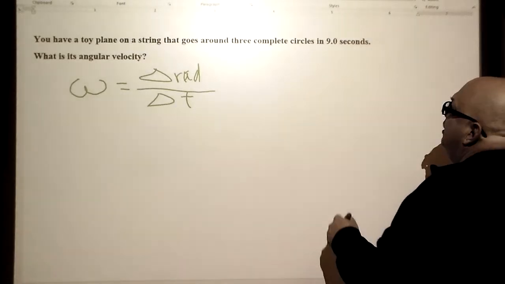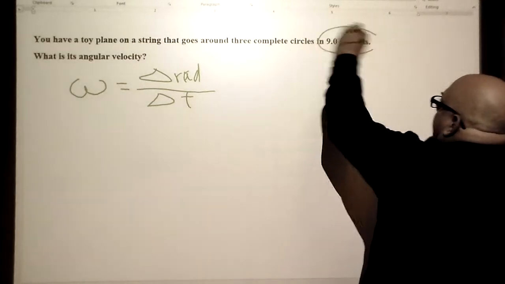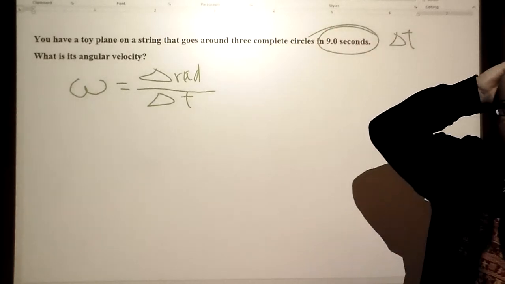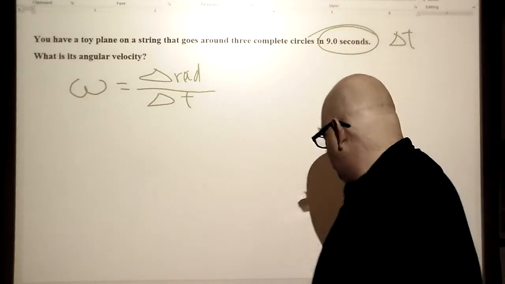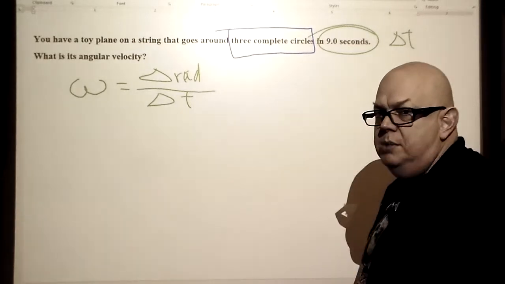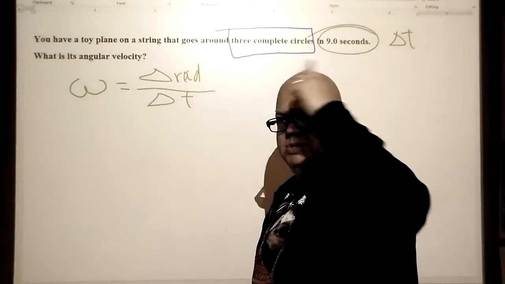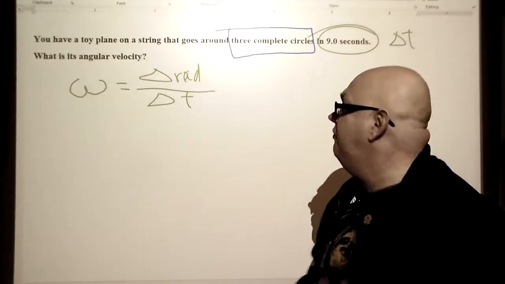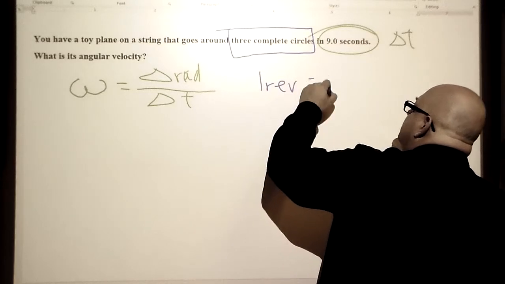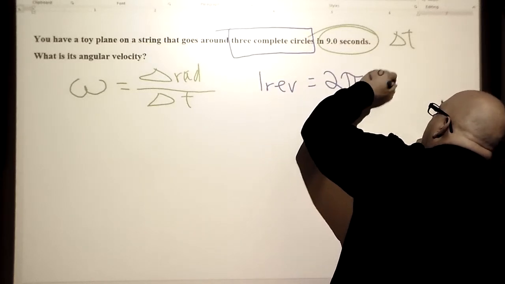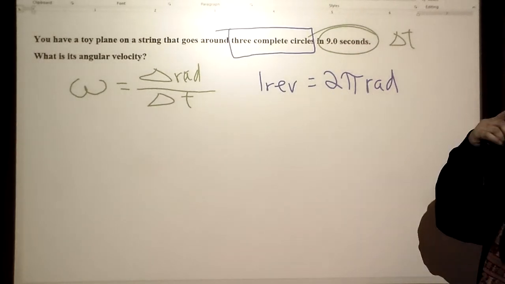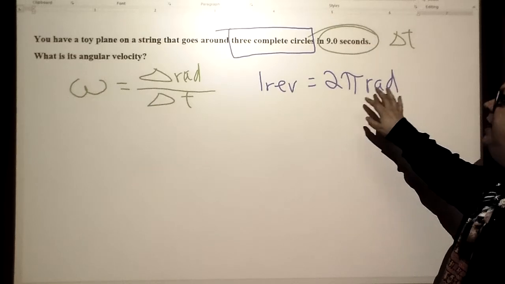But the idea is still the same. Okay? So with that, okay, I got my time. I've got my delta t right here, about 9 seconds, but I don't know my radians. But they did give us a big clue. And that clue, ladies and gentlemen, is 3 complete circles with the toy plane. So you're swinging it 3 times. So that means you made 3 complete revolutions. Now, if you guys remember, 1 revolution is equal to 2 pi radians. Okay? So if we have 3 complete revolutions, then it would be 6 pi radians.